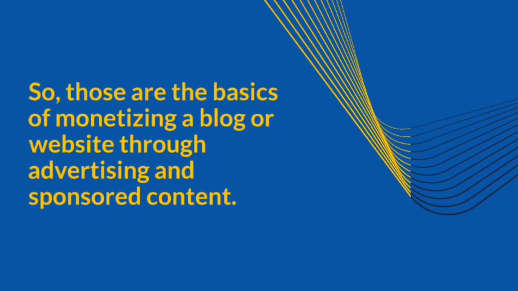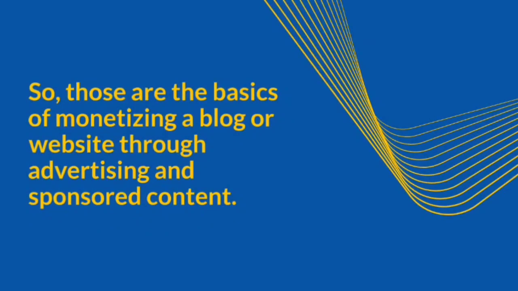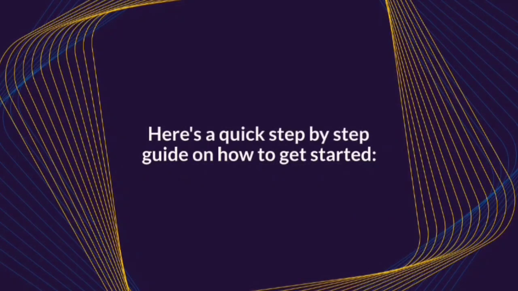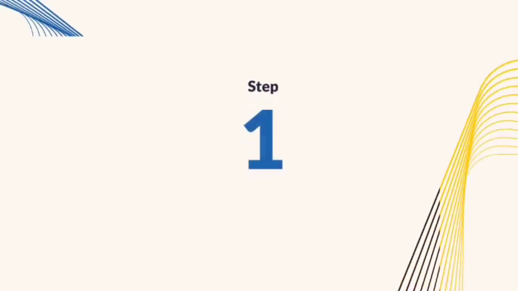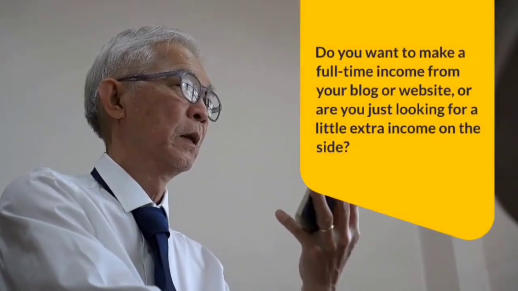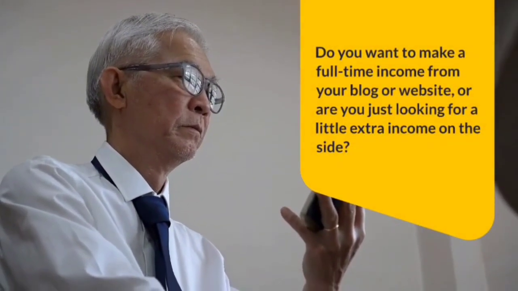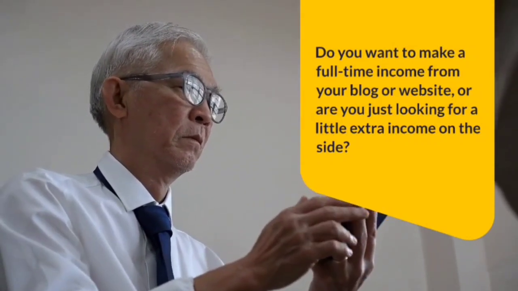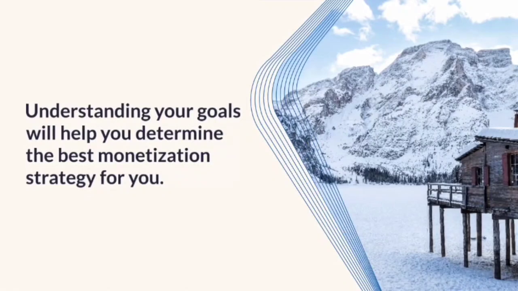So, those are the basics of monetizing a blog or website through advertising and sponsored content. Here's a quick step-by-step guide on how to get started. Step 1. Determine your monetization goals. Do you want to make a full-time income from your blog or website, or are you just looking for a little extra income on the side? Understanding your goals will help you determine the best monetization strategy for you.